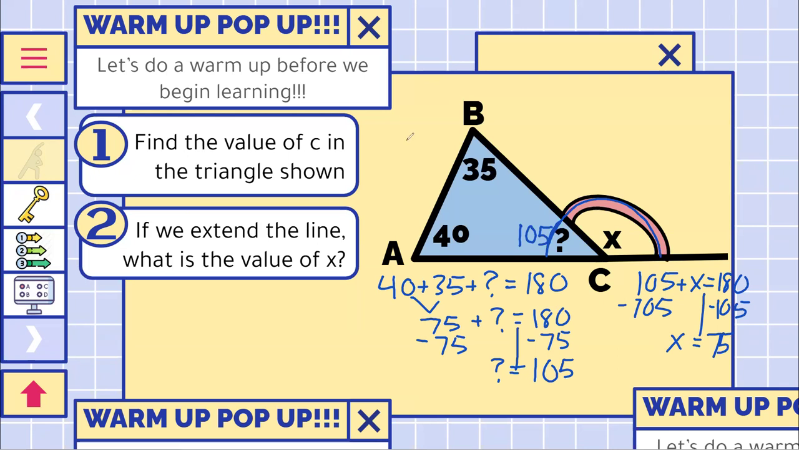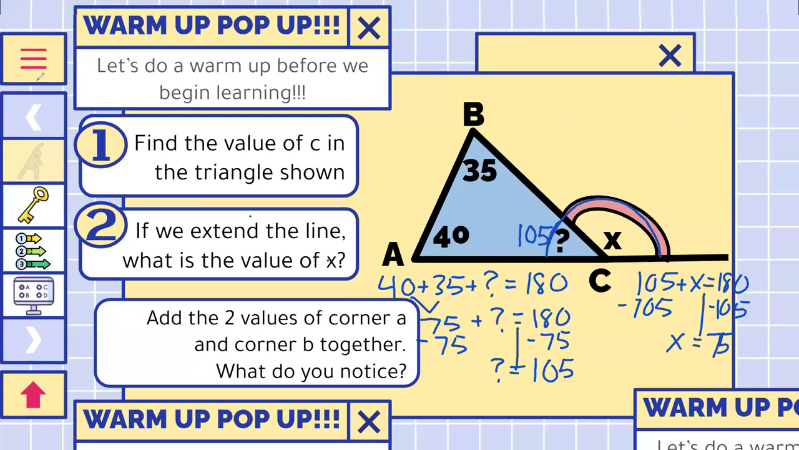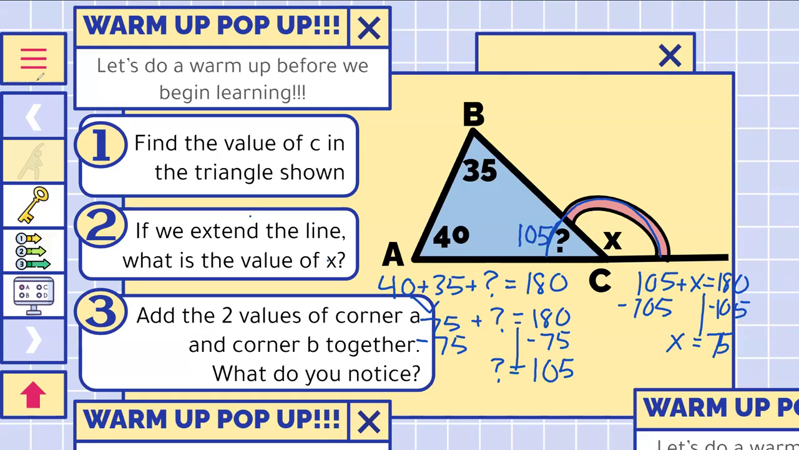Now looking at step 3. Last step. Add the two values of corner A and corner B together. What do you notice? If you did it my way, you already added the corners of A and B together. You get 75. Is there anything you notice about what we did here and what we ended up doing over here? There's a lot of things you could notice, but you may have noticed that when we combine these, we got 75, and the answer we got for X is also 75, which might be a coincidence, but it's an interesting thing to notice.